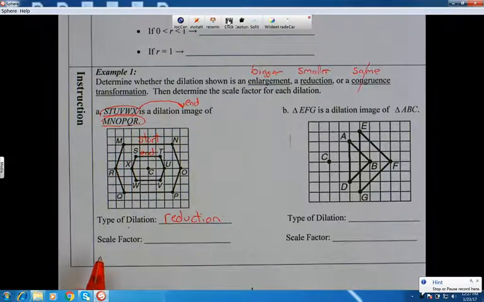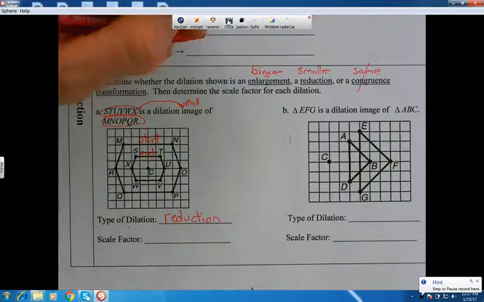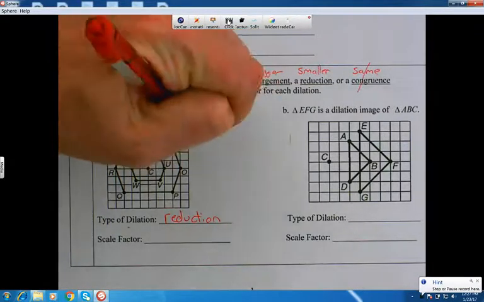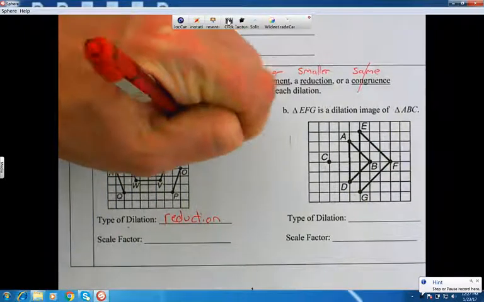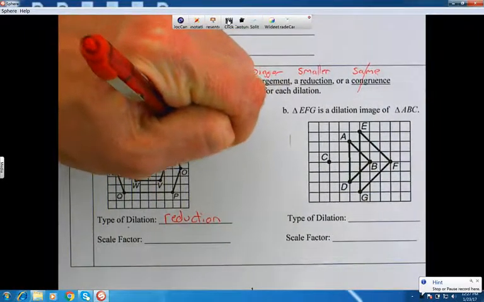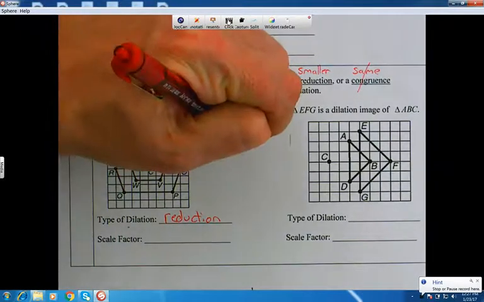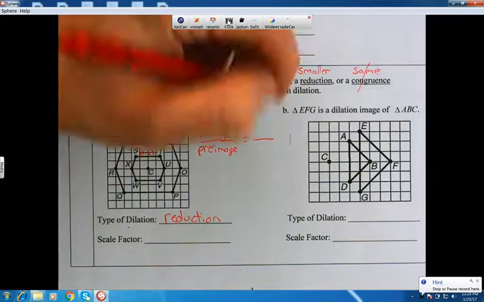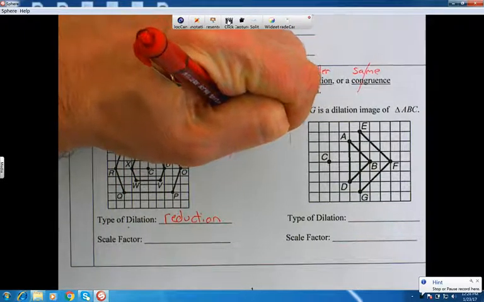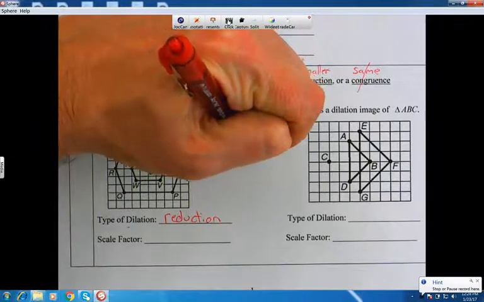So we're halfway done. The second part, they ask for the scale factor. So once we know that it is getting smaller, or it is a reduction, how much smaller is it? The scale factor tells us that. And there is a really simple formula for scale factor, and it is image divided by pre-image. And if you just want a simple way to think about that, it's the same thing as the end divided by the start, or the beginning.